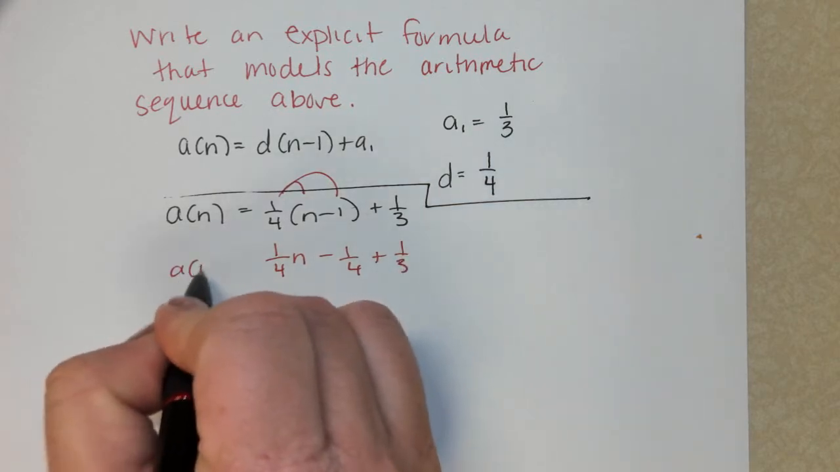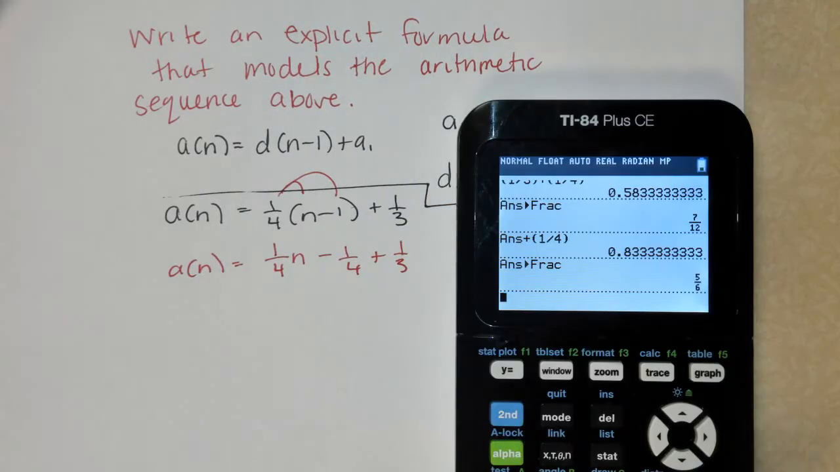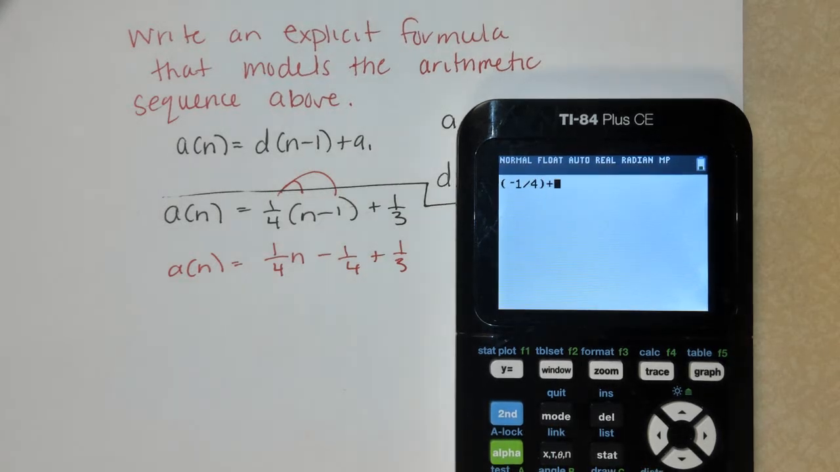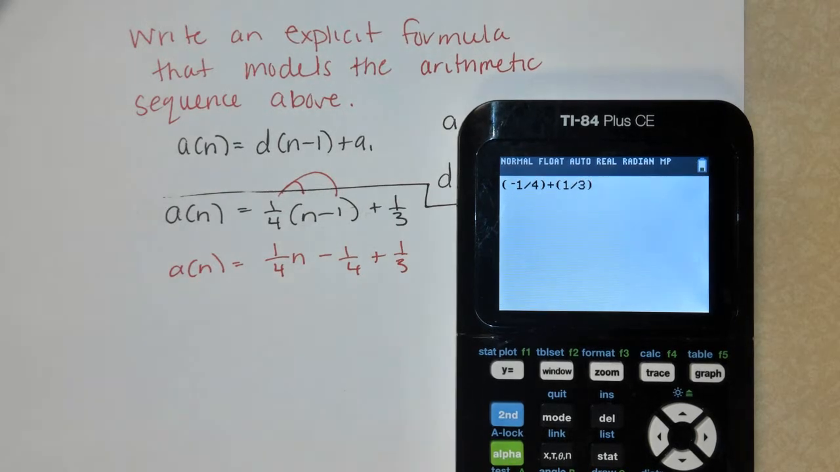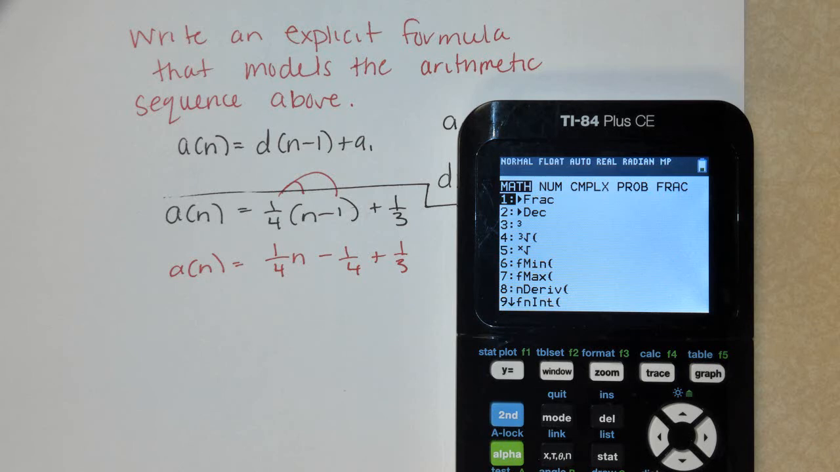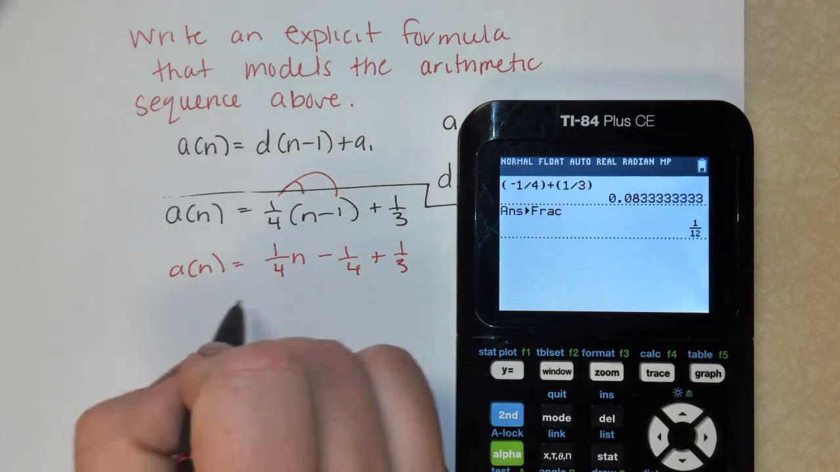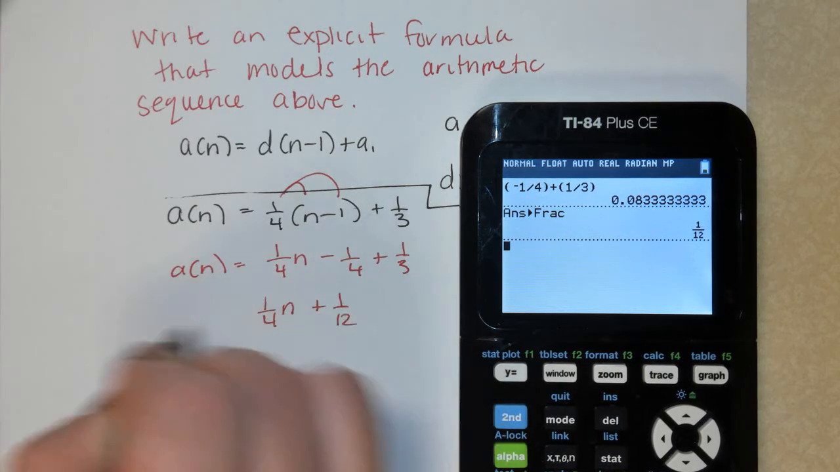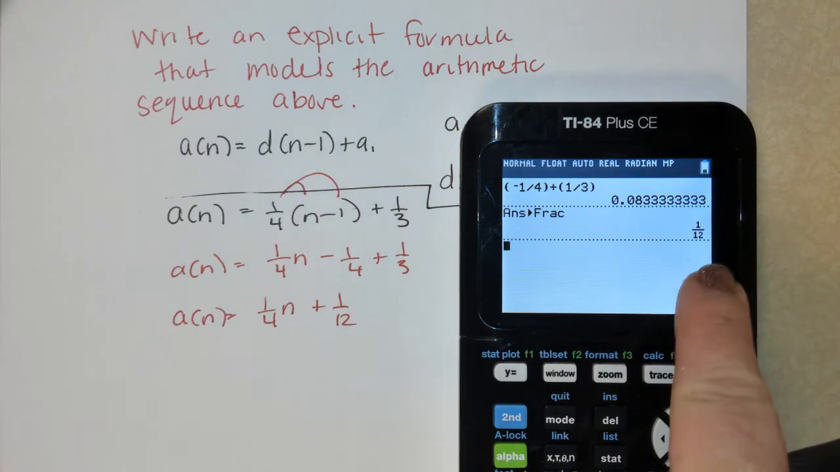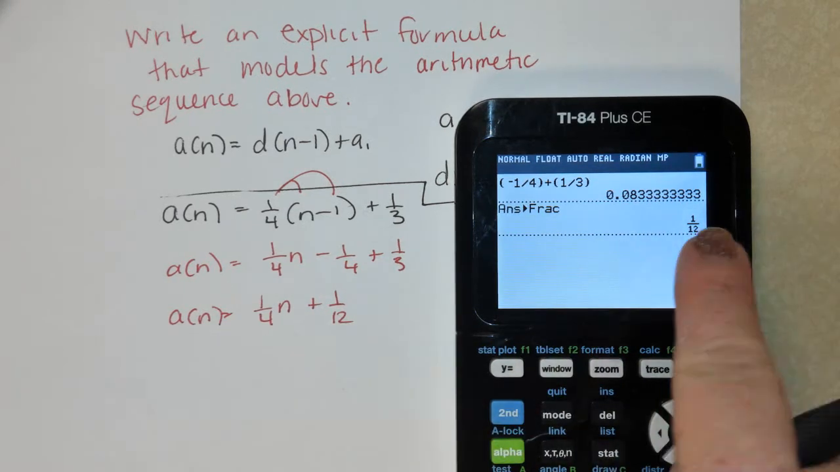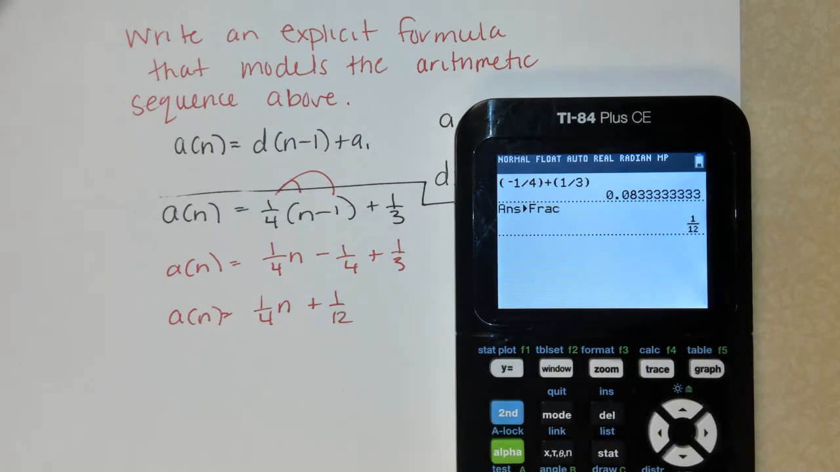And now when I combine like terms, I'm going to use the calculator to do that. So I have a -1/4, I put parentheses, remember the negative sign is below the 3, and I'm going to add a 1/3, and then I'm going to turn this answer back into a fraction by hitting Math, fraction is already highlighted, enter, enter. 1/4 n plus 1/12. Why did I go plus 1/12? I did that because my final answer was positive. If it would have been negative, I would have done subtract.